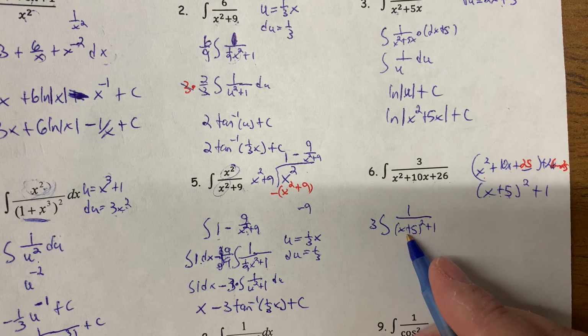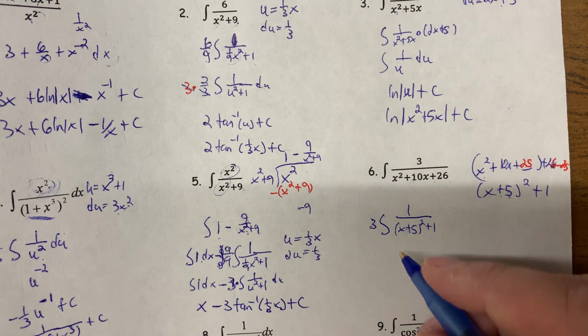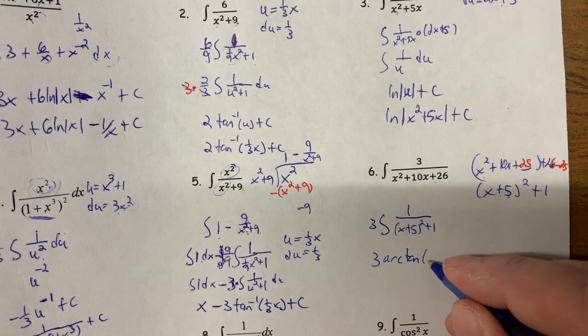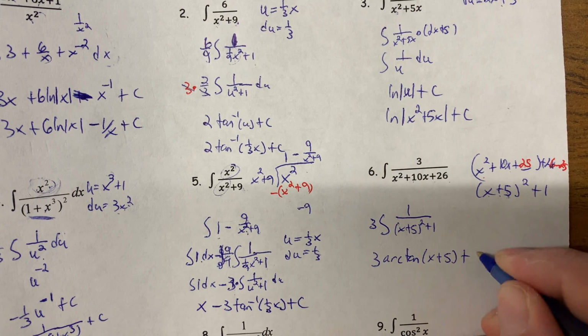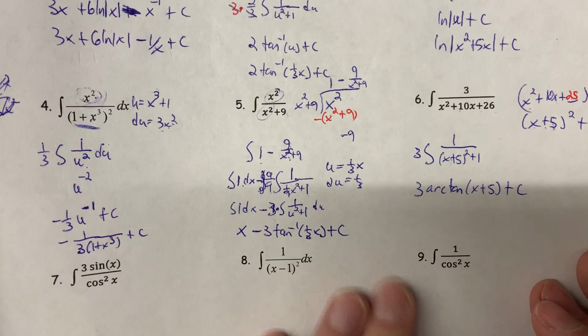And we can see that u is x plus 5, so du will just be 1. So we don't need to divide by 1. This is just going to be 3 arctangent of x plus 5 plus c. And if you did use substitution here and said u equals x plus 5, great. That's fine.